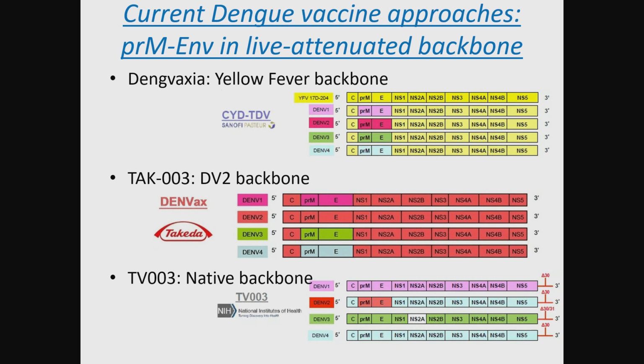And the idea here is that you're going to elicit cross-reactive T cell responses against the non-structural proteins that will protect against the dengue virus, where you don't have those same cross-reactive T cells from the yellow fever backbone.